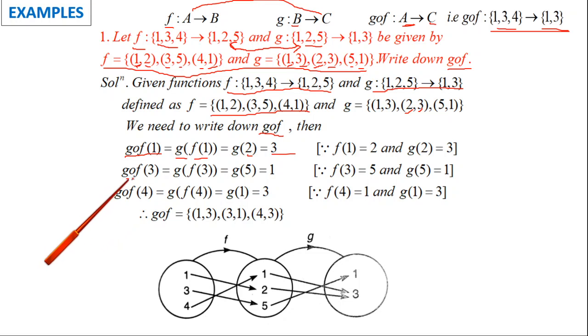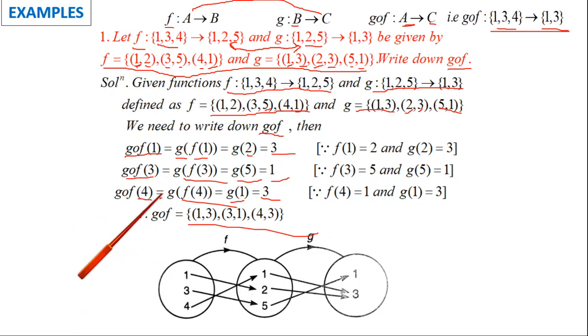Then f composite g of 3, so it would be g of f of 3. f of 3 is 5, so g of 5 equal to 1 because g of 5 is 1. Then f composite g of 4, so g of f of 4, f of 4 is 1, so g of 1 will be 3. Therefore we got f composite g as this.